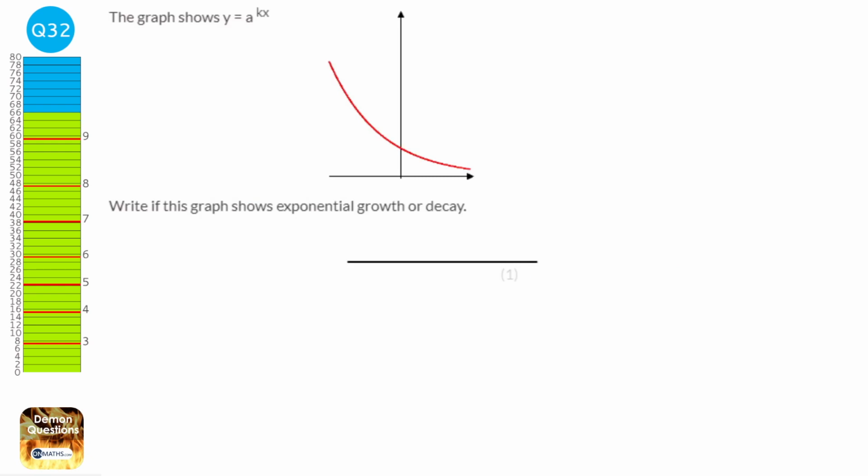An exponential growth would show an increase from left to right. But the graph we've got in front of us, or the sketch, is showing it decreasing. So it's going to be a decay.